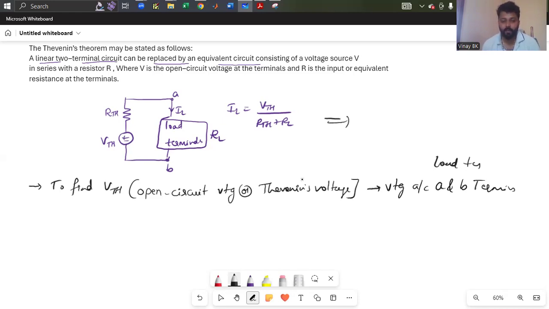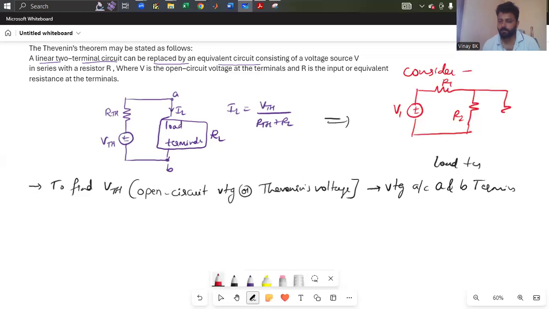So let us consider one example. Consider a circuit. You can see there is one circuit. I'll consider this plus minus. Suppose it has some V1, there is some resistor R1, and R2 is connected across a load, or else R3. If they ask you to find the current flowing through R3 using Thevenin's theorem, then this R3 will act as the load resistor and the current flowing through it will be IL.